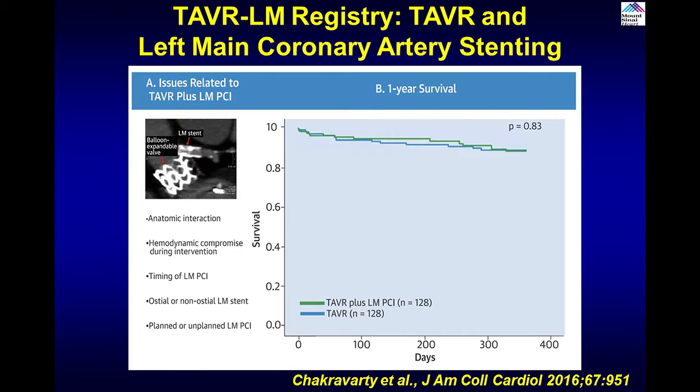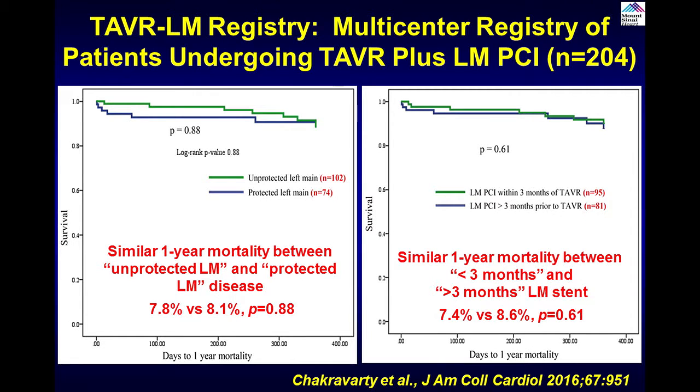So clearly you should have a planned PCI in this case if there is disease. If left main disease, plan the PCI beforehand. Whether it's ostial or non-ostial made no difference. And on the timing of the left main PCI, people wonder whether you should do it a few months before or a few months after. Next. They have shown that whether you have protected or unprotected left main, there was similar 1 year mortality, and whether you do it within 3 months or more than 3 months of your TAVR, identical.